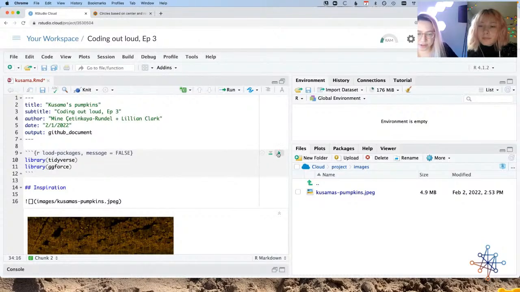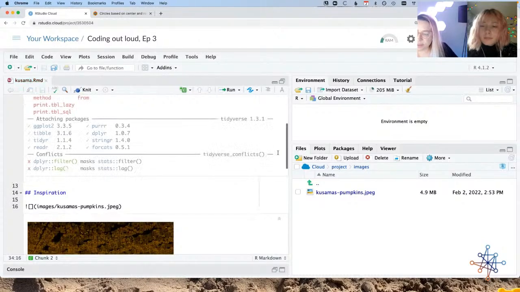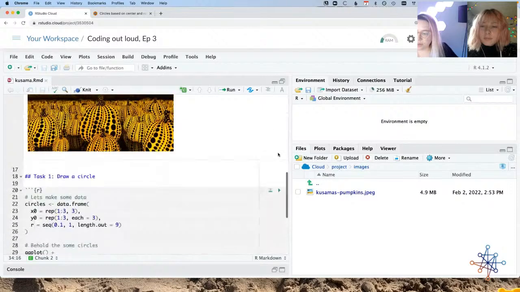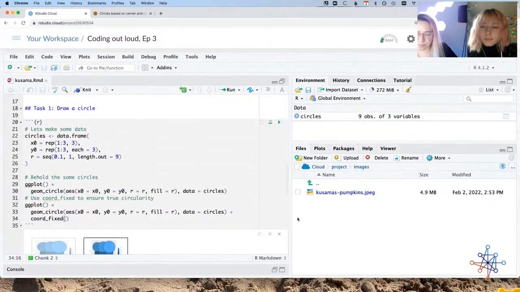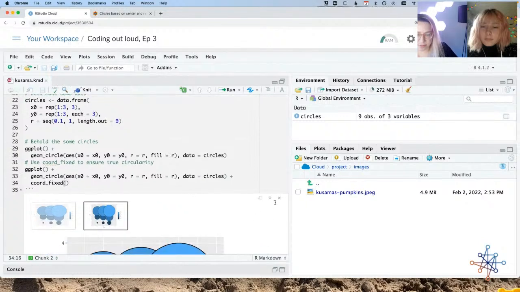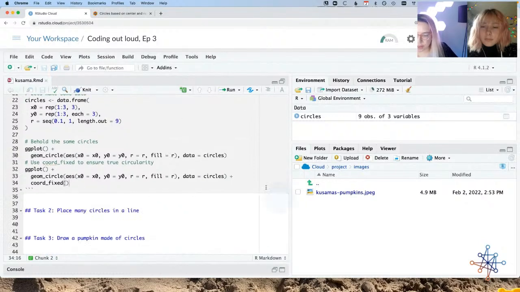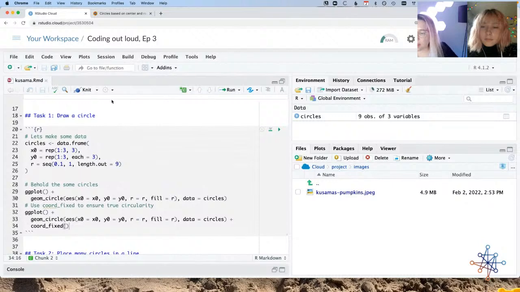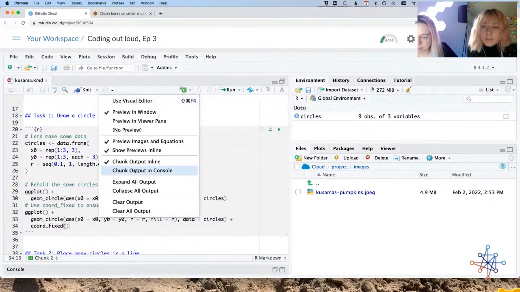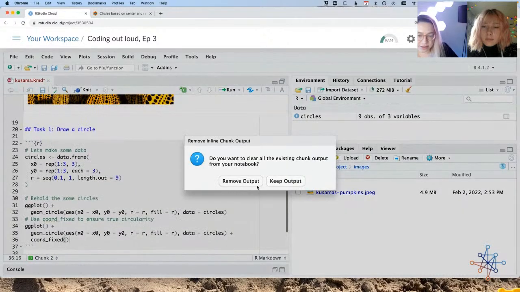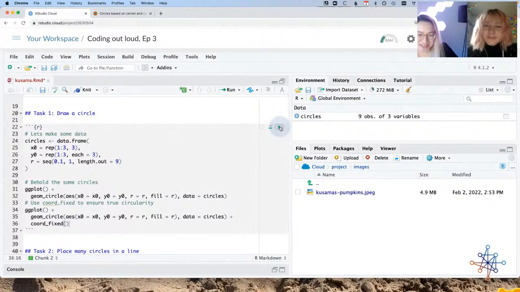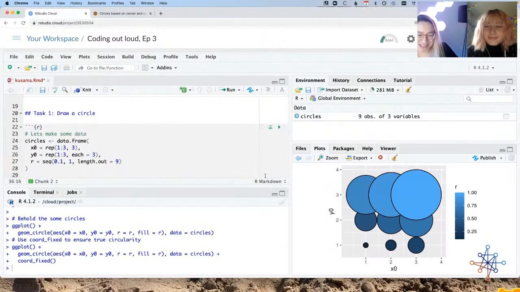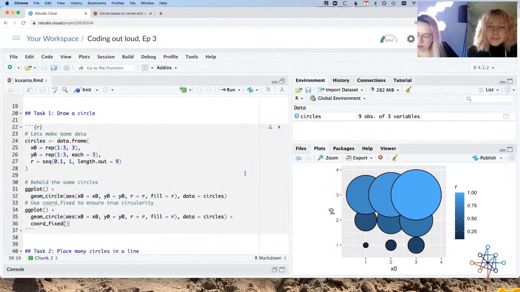Let's load the packages. So I have the tidyverse and ggforce loaded. And let's make this plot. I'm going to close out of the inline output, click on the gear icon here and say chunk output in console. I just don't like it when they appear in my documents for some reason. So let's try this. All right, what are we seeing here?